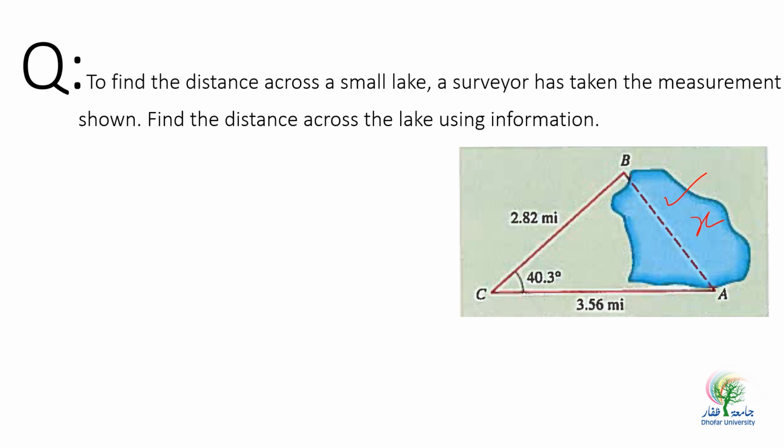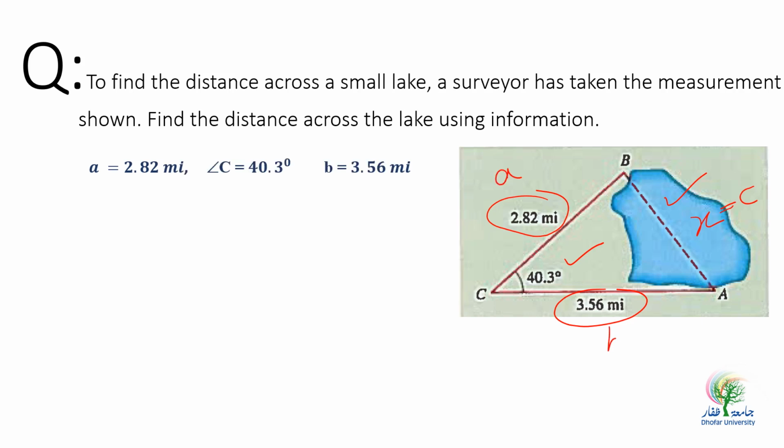We will use the law of cosine because two sides and the included angle are given. So it's simple, we have to find C. A is this one, B is opposite to B, so B is 3.56 mile, and angle C is 40.3. So the distance from A to B is actually C.